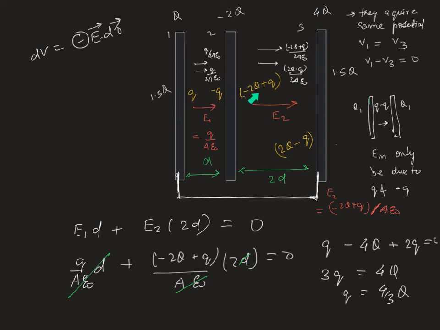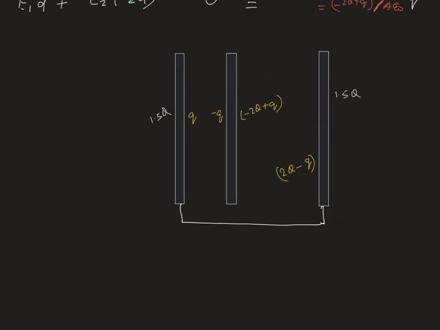And when we have got the value of small q, we can find out the charge. So this was your plates. This was your plate 1, this was your plate 2, this was your plate 3. The charge on this plate was obviously Q. The charge on this plate was minus 2q, and the charge on this plate was 4q, right? And we had found out small q, that was 4 capital Q by 3.